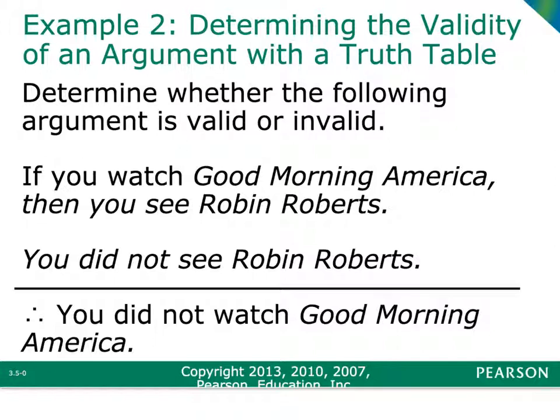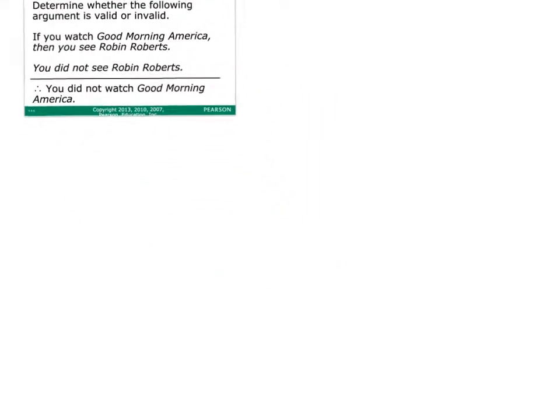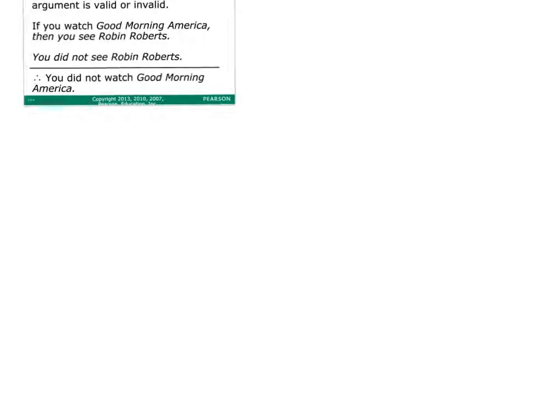The first thing we're going to do is make a symbolic translation of what we have here. I'm just going to stick this up here in the corner so we can look at it in a little bit if we want to. The first statement says, if you watch Good Morning America, then you see Robin Roberts. That's a conditional, if P, then Q, where P would be you watch Good Morning America, Q would be you see Robin Roberts. So our first premise is if P, then Q.